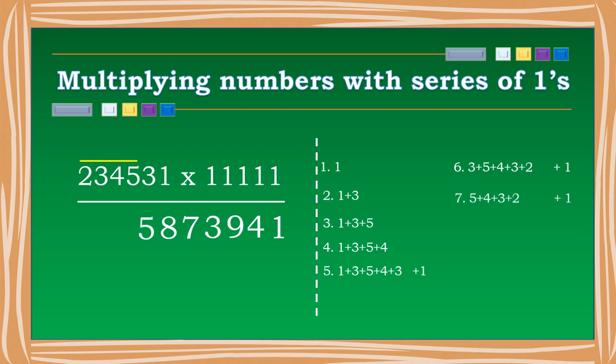Next step, 5 plus 4 plus 3 plus 2. So answer is plus 1 carry. So answer would be 15. Again 5 will be written here, 1 will be taken as carry. Next step, 4 plus 3 plus 2. So plus previously 1 carry, so 10, again 1 will be carried forward. Next 3 plus 2, 5 plus 1 carry 6. Lastly 2 as it is. So this is how simple we can solve these big looking numbers.